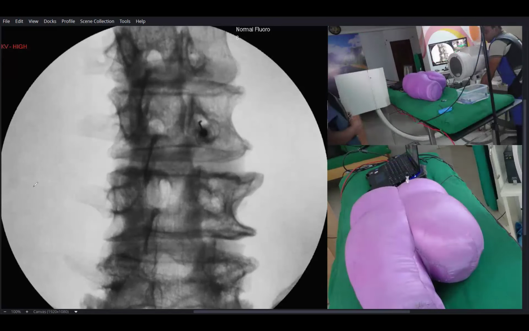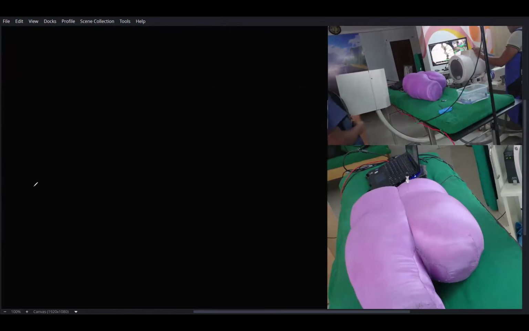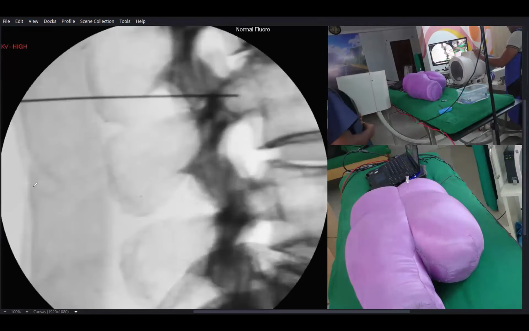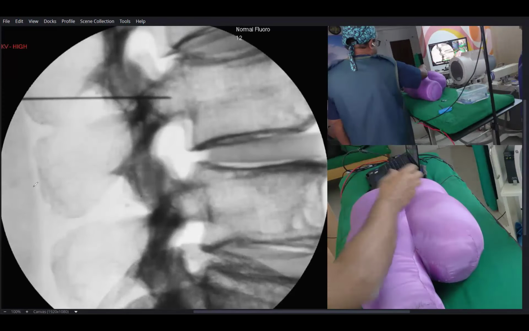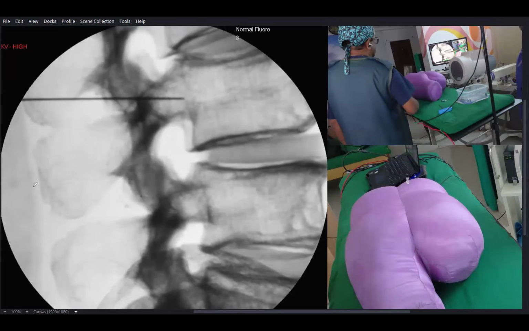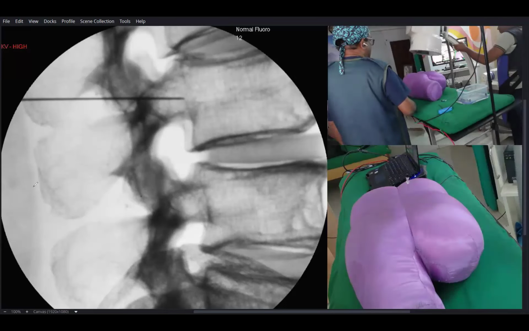In the lateral view, my needle should not be outside the posterior cortex; I am in the pedicle, right? So I have not still crossed the posterior cortex. So you see, now I am almost touching the posterior cortex. So when I am touching the posterior cortex, again go in the AP view. In the AP view, my needle should not cross the medial border of the pedicle.